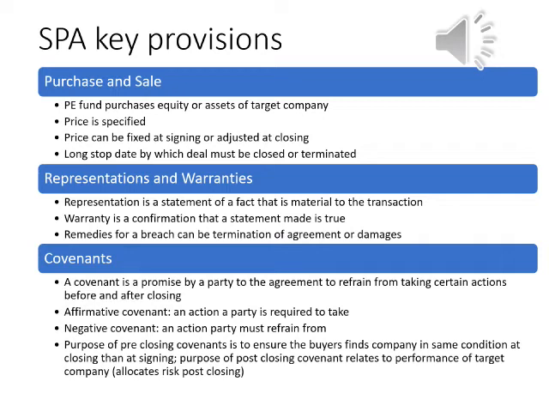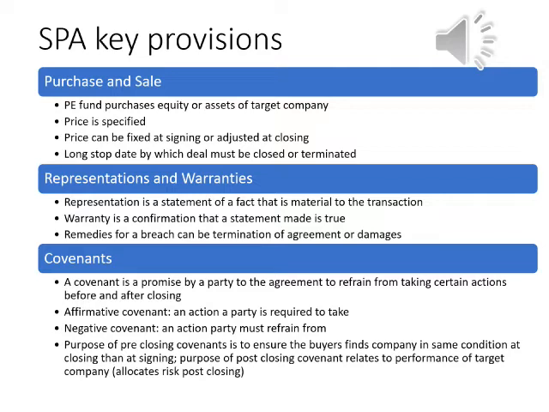Key provisions of the SPA. Purchase and sale. The private equity fund purchases equity or assets of the target company. The price is specified. The price can be fixed at signing or adjusted at closing. There's usually a long stop date by which the deal must be closed or terminated post-signing. Representations and warranties. A representation is a statement of a fact that is material to the transaction. A warranty is a confirmation that the statement made is true. Remedies for a breach of representations and warranties could be termination of the agreement or damages.